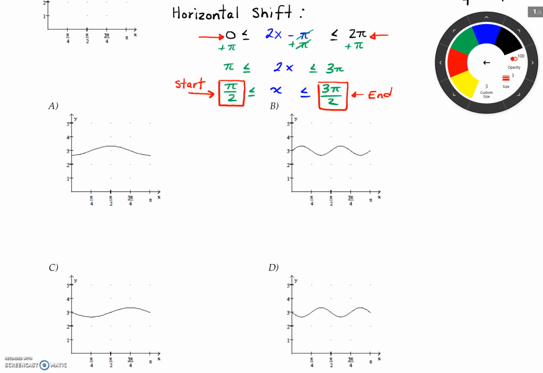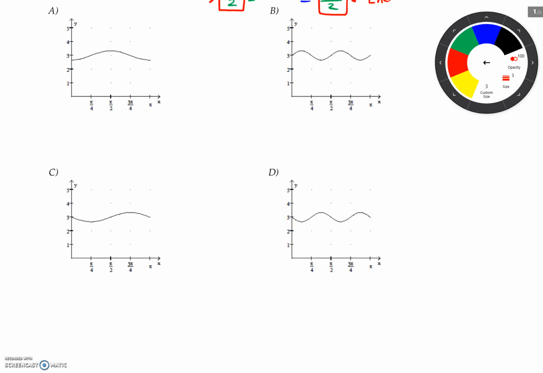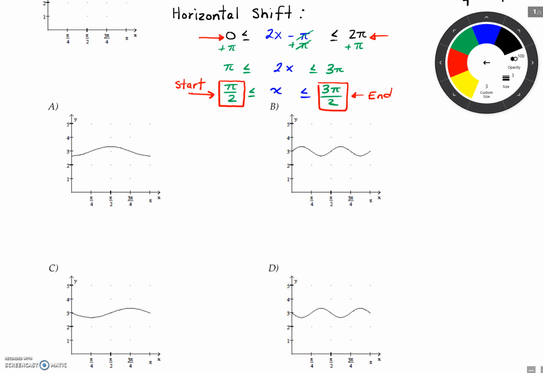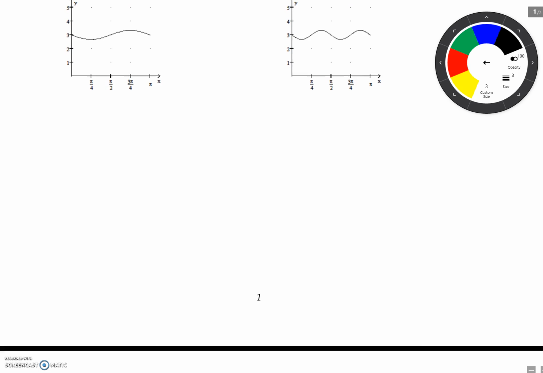So let me scroll down. Again, I'm going to ignore my answer choices here for a moment, and I'm going to try and squeeze my graph in here. Now, if I go back up really quick, I know that my start is pi over 2 and my ending is 3 pi over 2. So I'm going to start by drawing the x-axis. So again, here's my x-axis, and maybe I'm over-exaggerating this line a little bit, but that's fine. And I'm just going to say that our starting point is pi over 2.